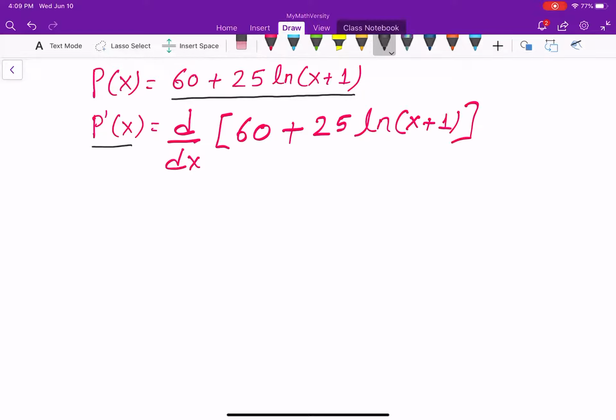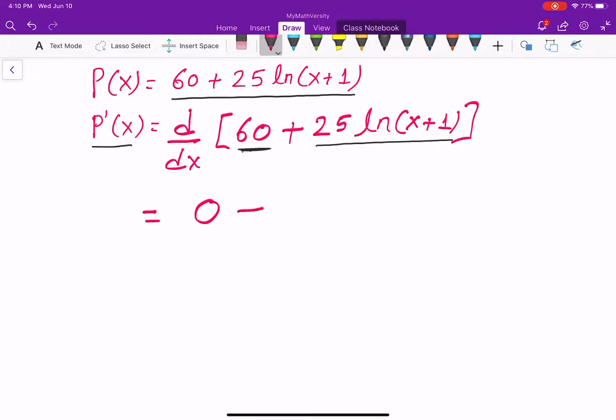How can we differentiate this? We can use the sum rule. So find the derivative of 60, find the derivative of 25 times ln of x plus 1, and then add them together. Right, so let's do that. So what is the derivative of this 60 with respect to x? 60 is a constant, so the derivative of that with respect to x will be 0, right?